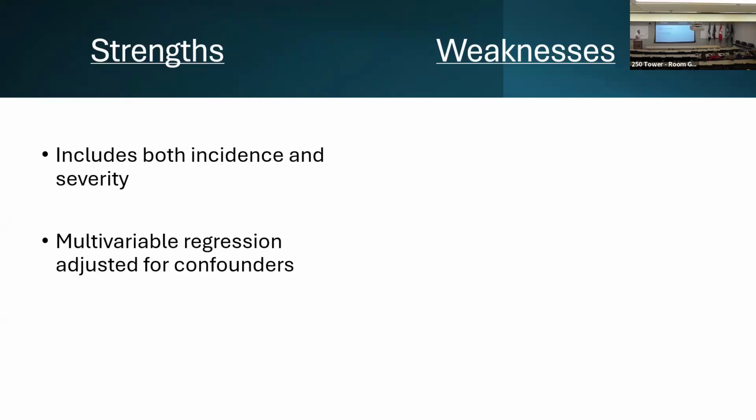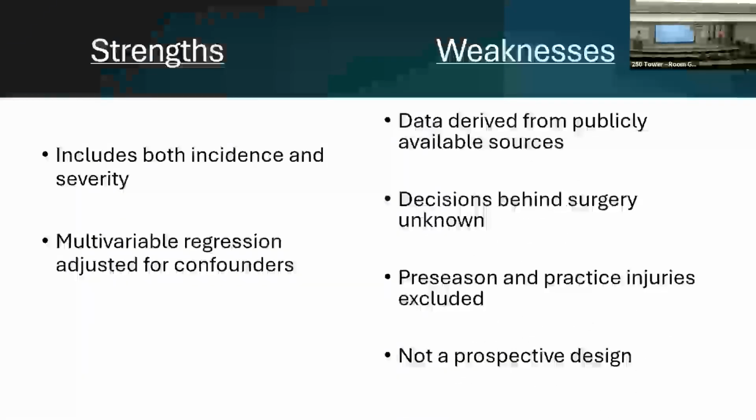And the fact that they performed a multivariable regression, adjusting for confounders, I think is a strength. Again, they didn't talk about it much in their discussion or put any graphics of that. As far as weaknesses are concerned, I think having data derived from publicly available sources isn't a strong study. I know the NFL probably has mandatory reporting of injuries, but the publicly available data is probably prone to error.